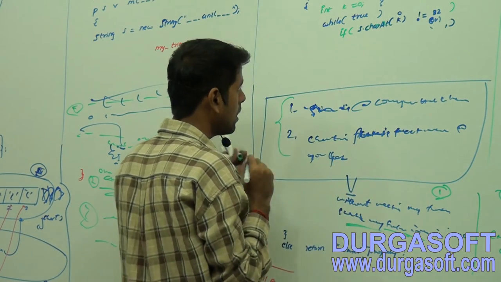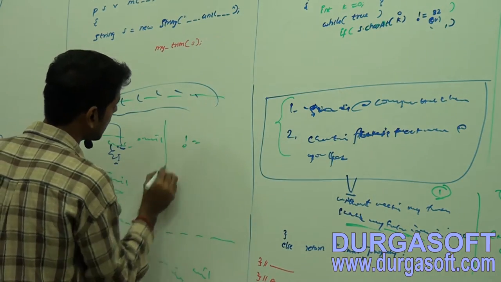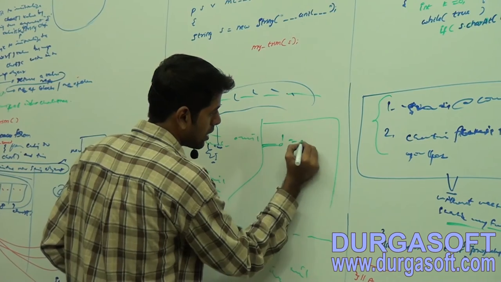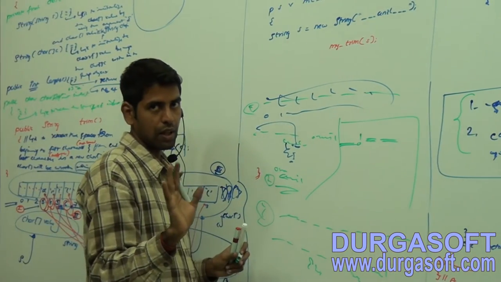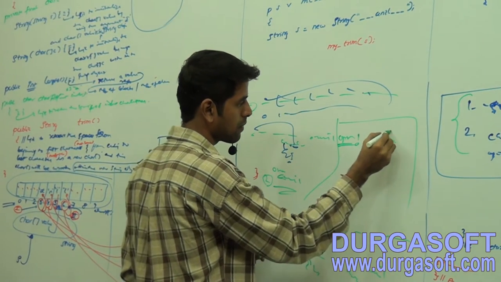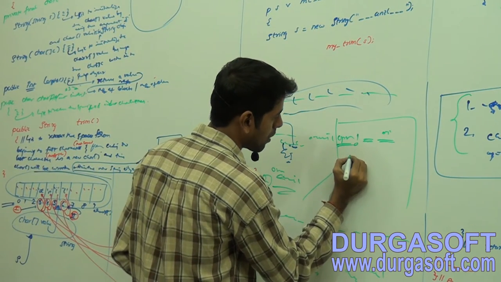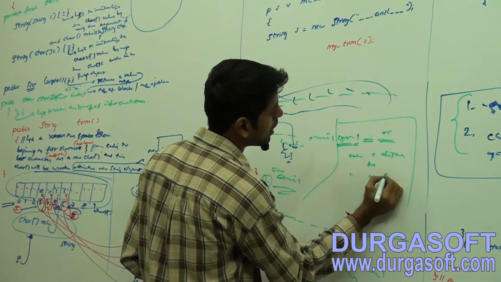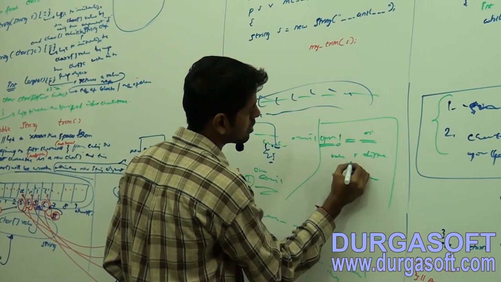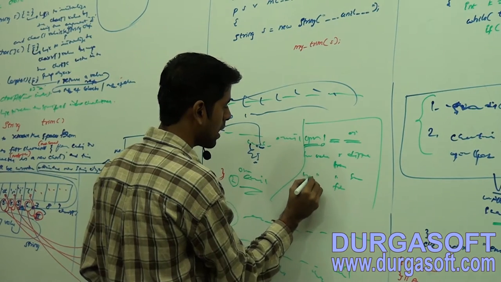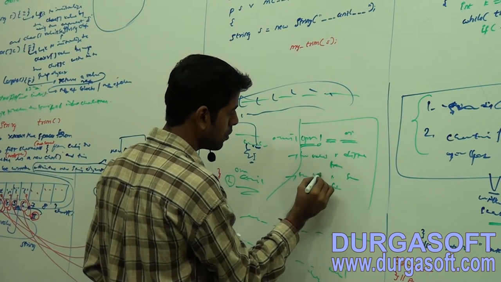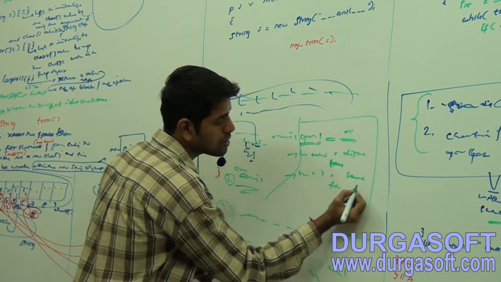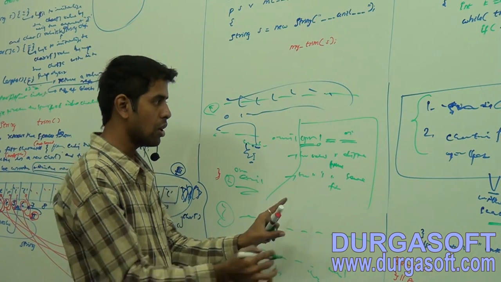Now, what is the not equals operator's behavior? Simple thing. This is the internal logic. Put this one in your brain. If two operand values are different, it will return true. If two operand values are same, it will return false. If two operand values are different, it will return what? True. If both operand values are same, it will return what?